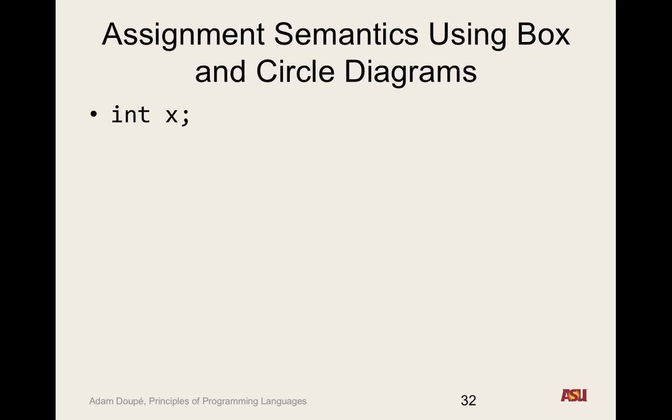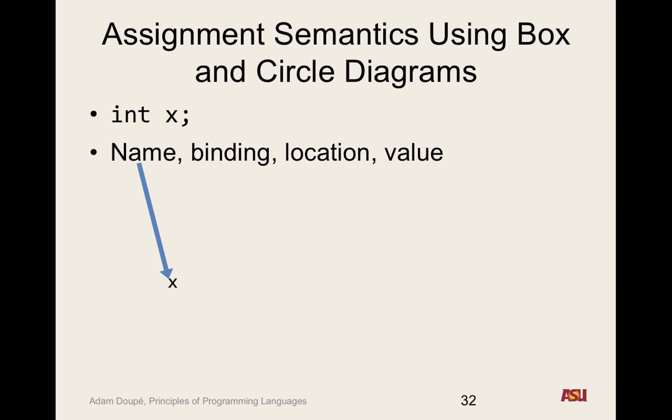Let's say we have an integer x declaration. This is C, and we have the four concepts: a name, a binding, a location, and a value. So what's the name here? X. Yeah, exactly. So we're going to have x.